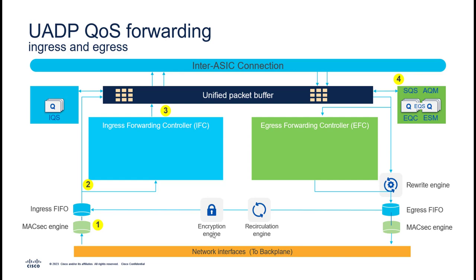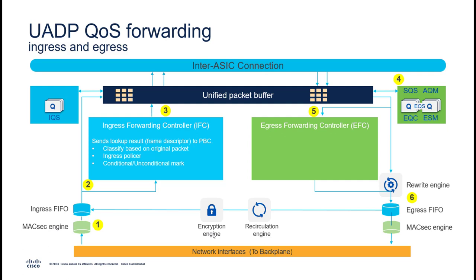So the header that's present on the IOC, we do a lookup on the basis of the header. Once we've determined the egress port where the packet has to go out of, the packet is sent from the unified packet buffer onto the egress forwarding controller. From the egress forwarding controller, we're going to send it to the rewrite engine in case we want to perform any rewrite operations like changing the label on the packet before we send it out onto the wire again.